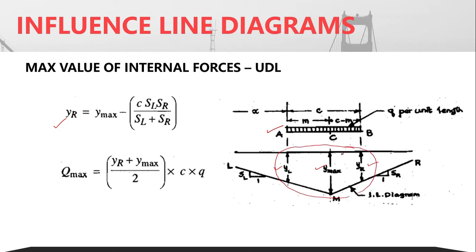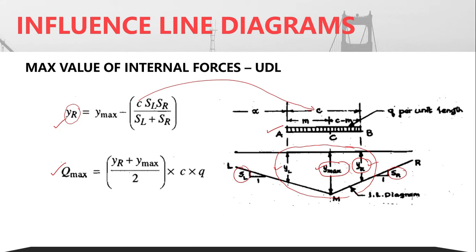Now in order to find the corresponding value of YR, use this equation: YR equals Y max minus C SL into SR minus SL plus SR, where SL and SR are the corresponding slopes at these sides, and C is the total length of the load here. If you simply substitute these values, you will get the value of YR. So once you know the value of YR and Y max, I can obtain the value of Q max by this equation. I'm not going into the derivation of this part.